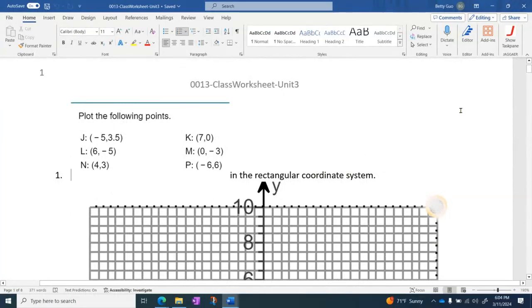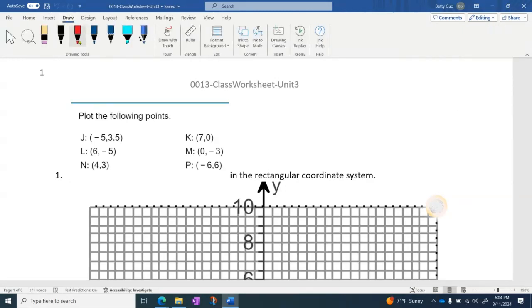In this chapter, we study straight lines in the rectangular coordinate system. And the reason we learn the rectangular coordinate system is because that's where we study straight lines. Rectangular coordinate system, RCS.